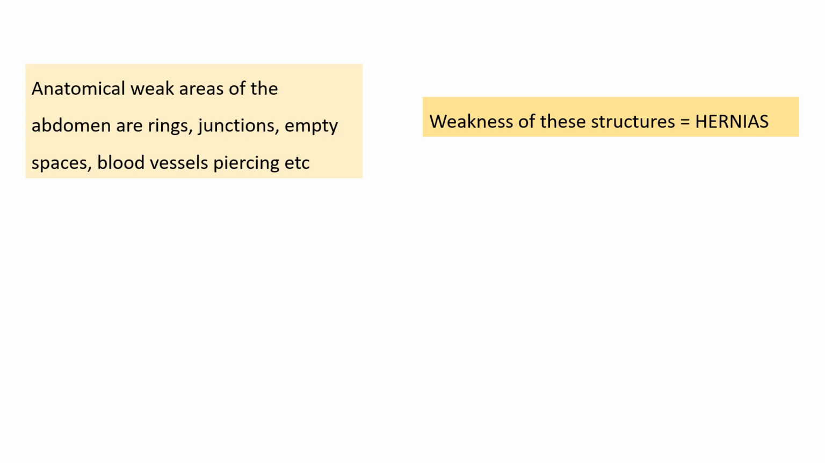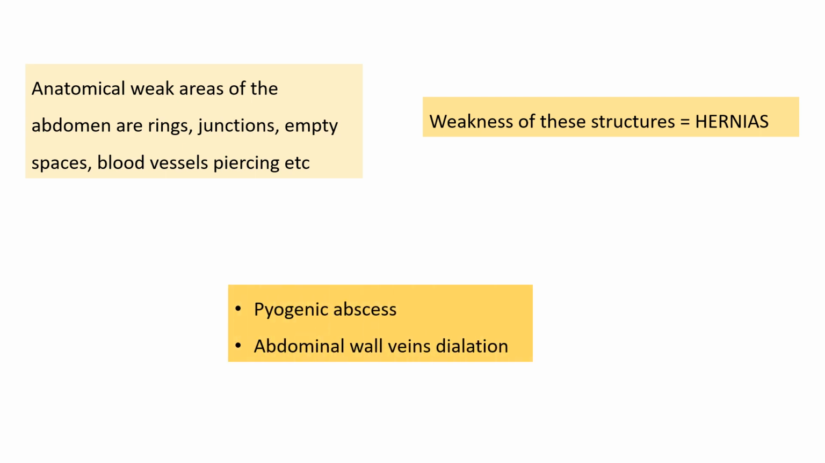Hernia means abnormal protrusion of abdominal contents outside. Okay, so that's called herniation. Other conditions where the abdomen needs investigation are pyogenic abscess, as I mentioned in the case on the previous slide, and abdominal wall veins dilation. Recollect the caput medusae which I had shown, because of portal hypertension.